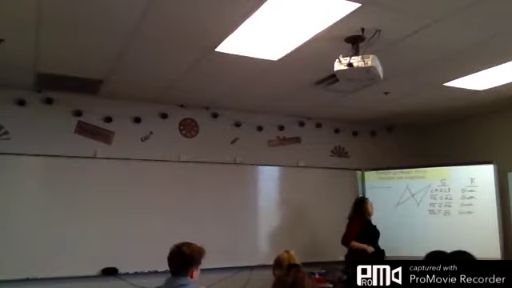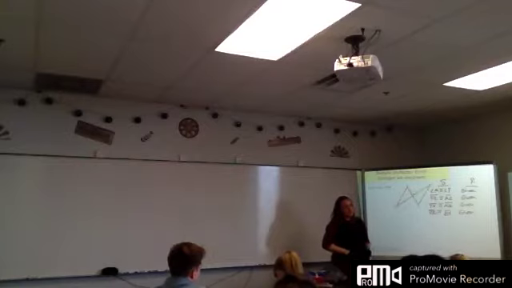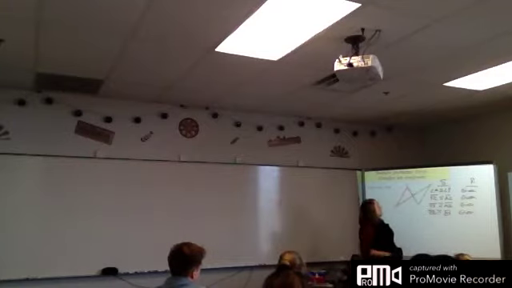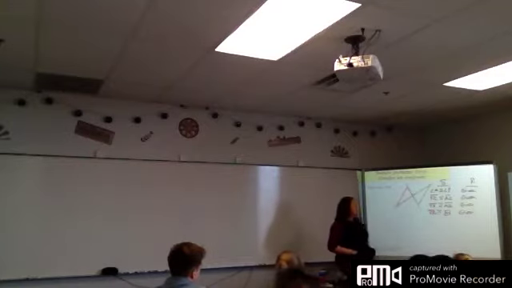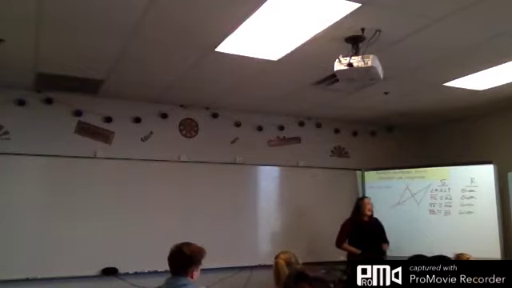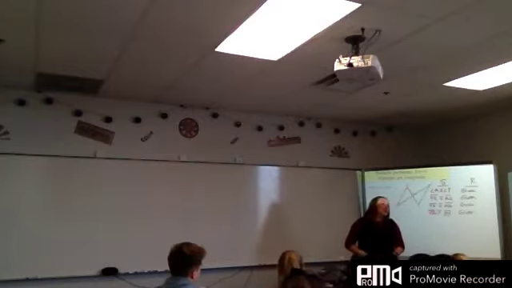Okay, what else? I still haven't proven that those triangles are congruent. So I've proven that there are three sides that are congruent and that there's one angle that's congruent. So I need two more angles to prove that those triangles are congruent.